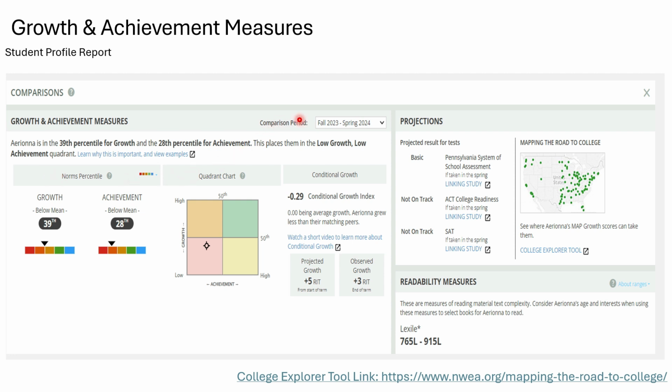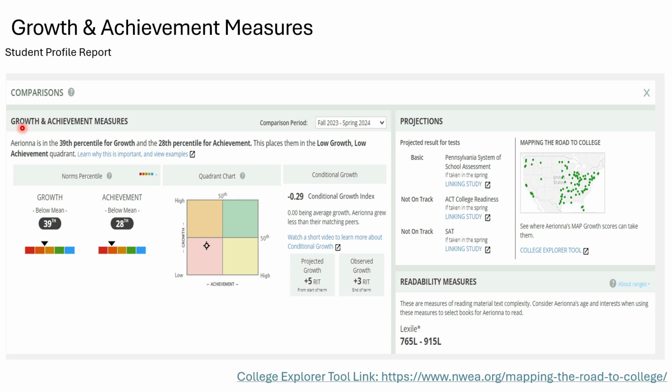It's also important to keep in mind that these reports will default to the most recent testing window. So for this sample student, we are looking at a comparison from fall 23 to spring 24. This would indicate to me that this report is after the final round of spring testing.